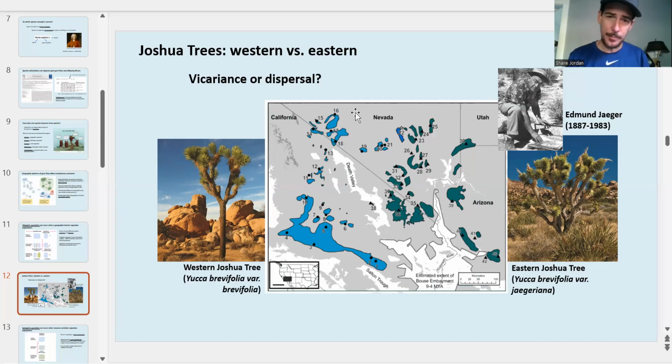Did this geographic barrier, caused by the lowlands of the Mojave Desert, by the basin of Death Valley, by some geographic separation, cause vicariance? Or did a small subset of either the Western or the Eastern Joshua tree disperse across the Mojave Desert from one side to the other and lead to the formation of a new population? It's kind of hard to say, but this is the type of thinking that evolutionary biologists have when they start to ask whether these are different species, and how they became different species.